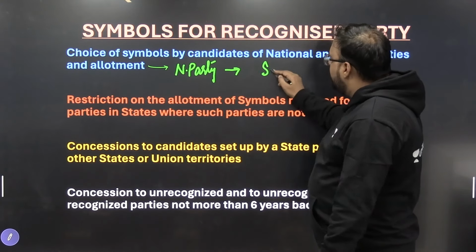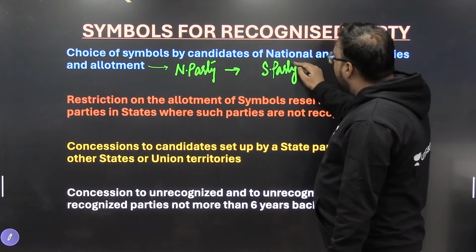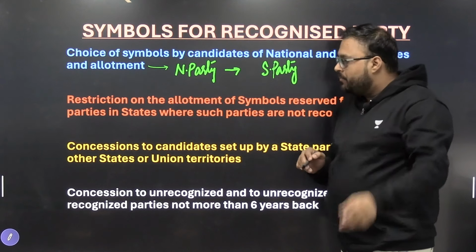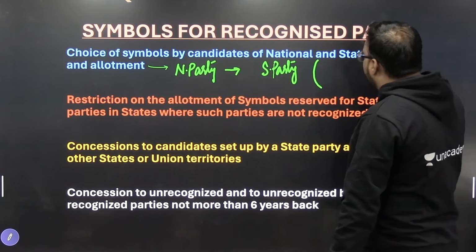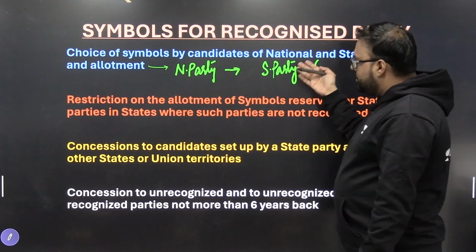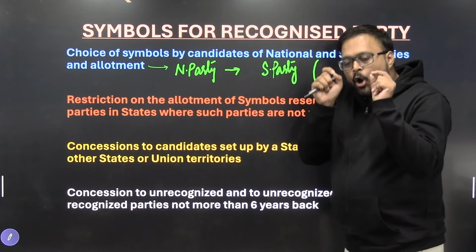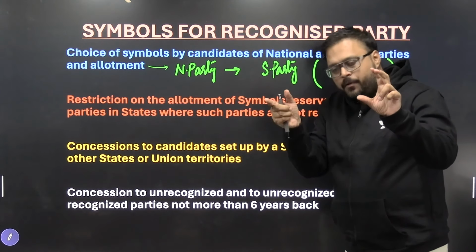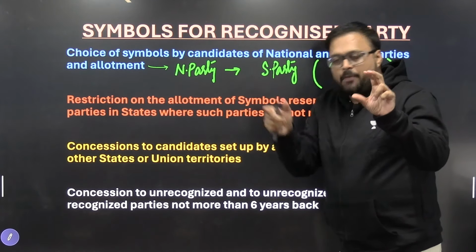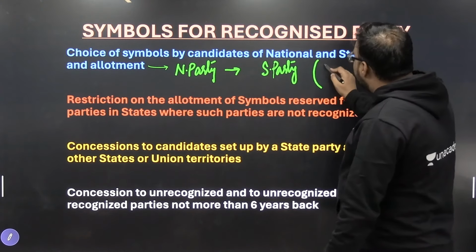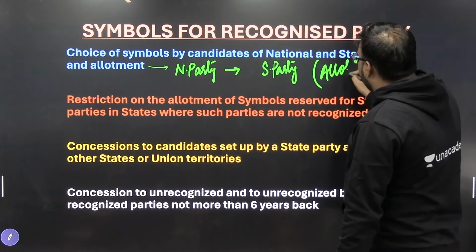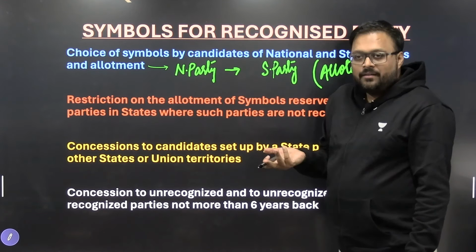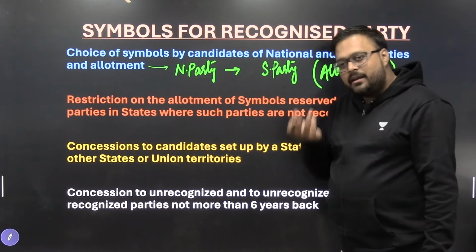Likewise, if it is a state party, whatever symbol has been allotted to them, they will use it whenever they are contesting elections. The symbols which have been allotted to either a national party or a state party cannot be placed in the bucket of free symbols, because from the free symbols, the symbols are picked up by unrecognized parties. It means that once it is allotted, it is allotted for them forever, until and unless they lose their recognition as a national party or state party.